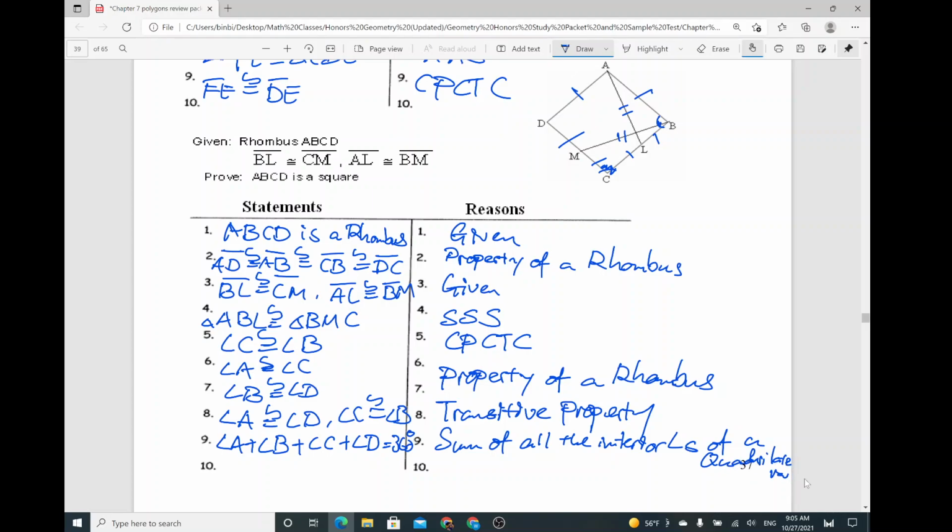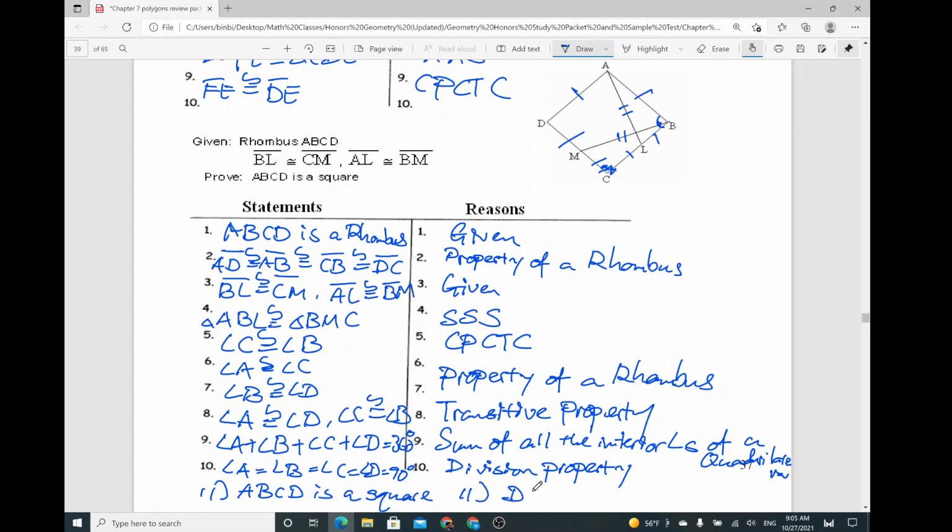And then finally, you want to say that angle A equals angle B equals angle C equals angle D equals 90 degrees. So this one will be divided by 4, so division property of equality. And then finally, number 11, ABCD is a square. Definition of a square.